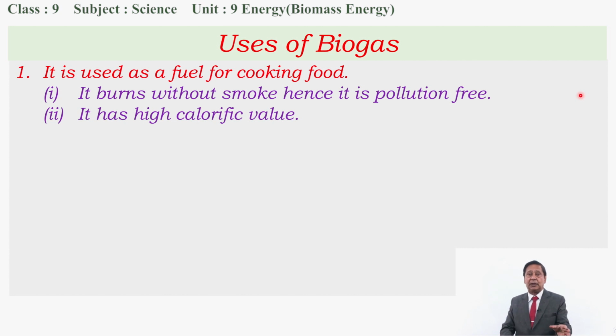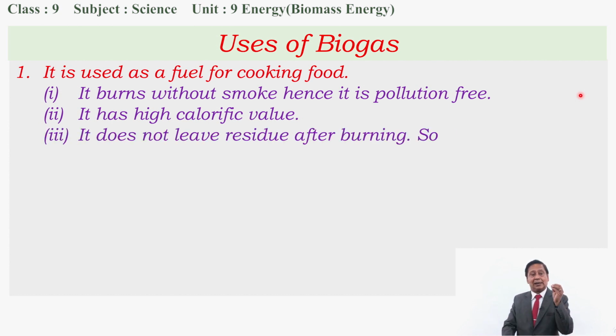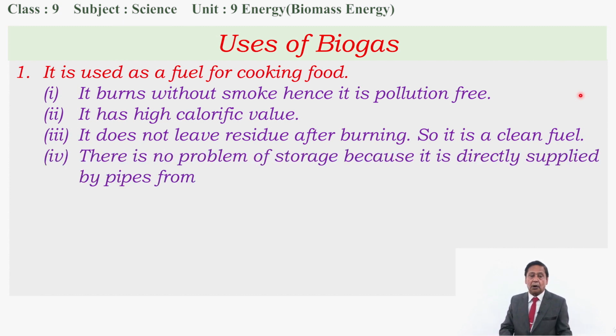It has high calorific value. High calorific value means per unit mass, when it burns, it produces a huge amount of heat energy that is very helpful to cook food. It does not leave residue after burning, so it is a clean fuel also. It does not leave any residue like ash. If firewood is used, then ash is produced. And there is no problem of storage because it is directly supplied by pipes from the gas plant. We don't have to store it. It is produced in the biogas plant and directly supplied to the kitchen and rooms.